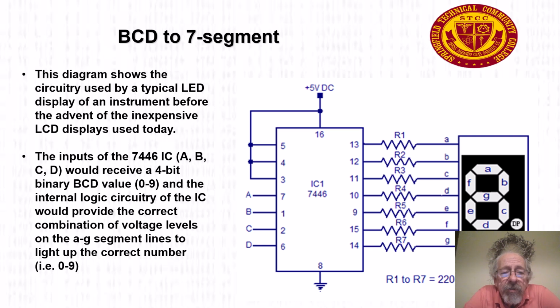So the diagram shows the circuits used by a typical LED display of an instrument before the advent of inexpensive LCD displays used today. The inputs of the 7446 IC, which are labeled A, B, C, and D, would receive a 4-bit binary coded value 0 through 9, and the internal logic circuitry of the IC would provide the correct combination of voltage levels on the A to G segment lines to light up the correct number. That is anywhere from 0 to 9.